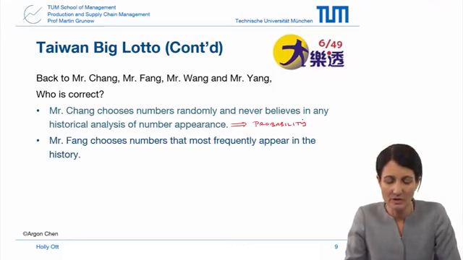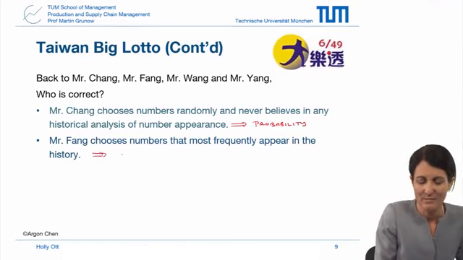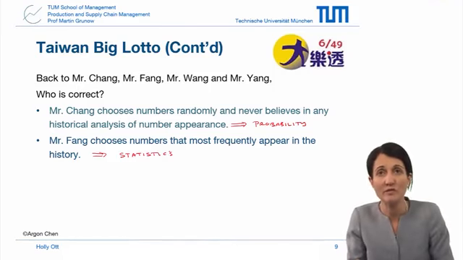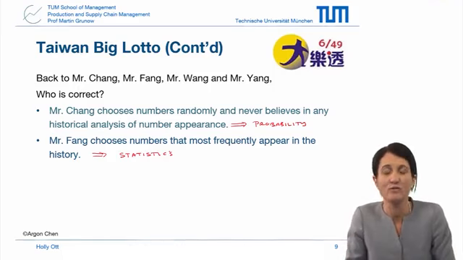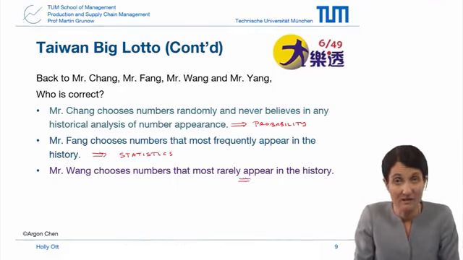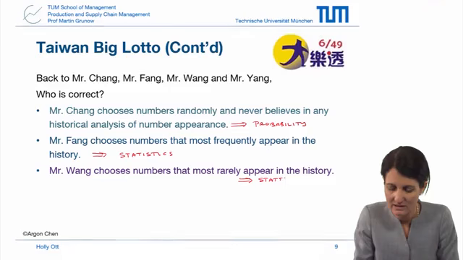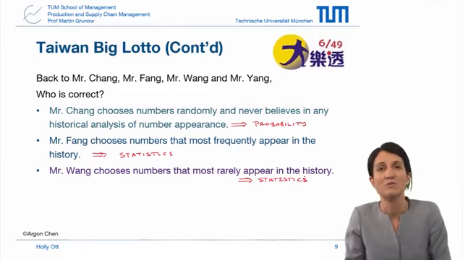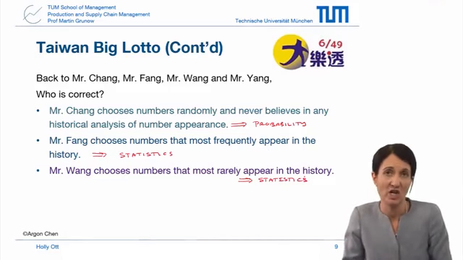Now, Mr. Fang chooses numbers that most frequently appear in the history. What does he believe in? Does he believe in probability or statistics? He believes in the statistics. He believes that what you observe will then help you infer, predict what will happen in the future. Now, Mr. Wang chooses numbers that most rarely appear in history. He's got an interesting way of thinking about it, but he's also looking at the observations and then drawing a conclusion.